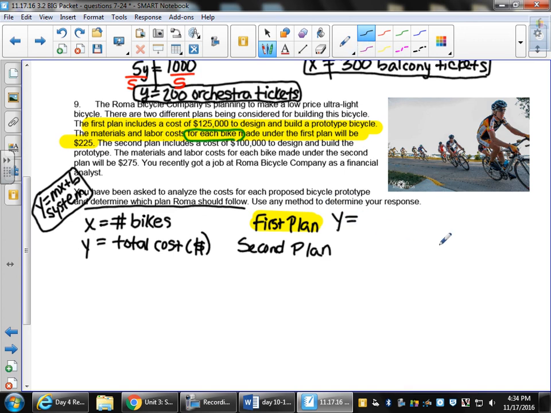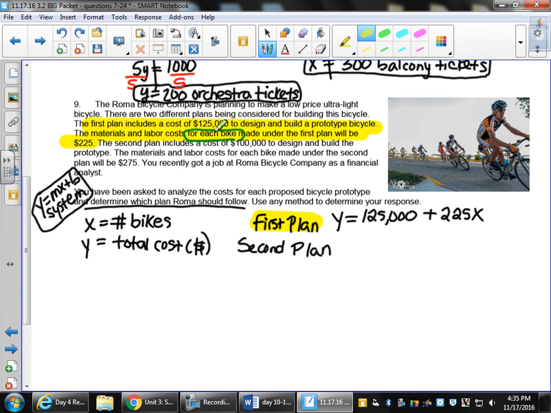Y equals. We need an initial value and a rate is what we're looking for. What do we got? Well, it tells me $125,000 to build a prototype. When companies are inventing things, they build a prototype, just one. So it's going to be a single prototype, a one-time cost to them to build the prototype, plus the materials and labor for each bike is $225. So $225 per bike. We've got our first plan.